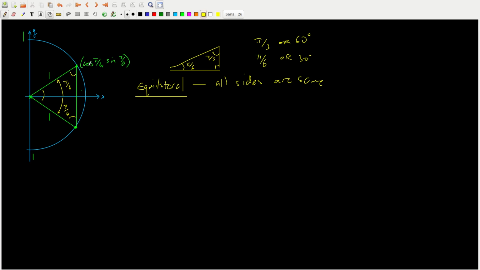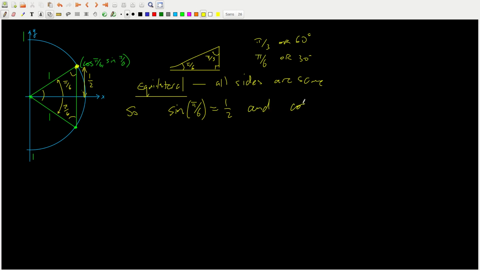And perhaps more usefully, I can think about the height up here as being half of that length, so it must be a length half. But that's the y value of this point. And the y value of that point is the value of sine of pi over 6. So that little argument tells us that the sine of pi over 6 is equal to a half.